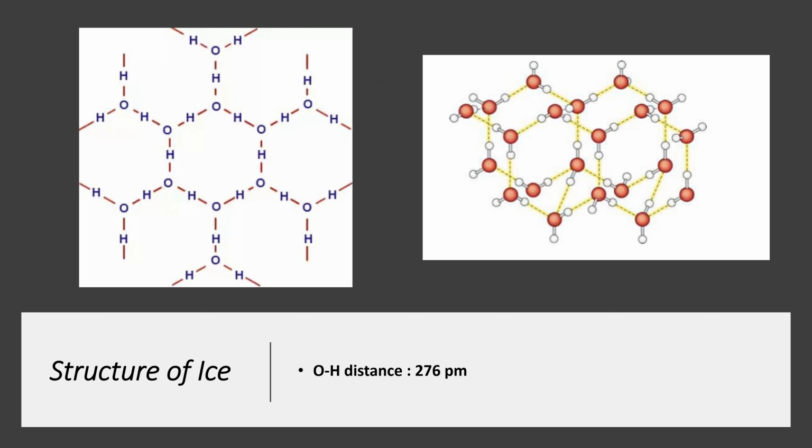The crystalline form of water is ice. At atmospheric pressure, ice crystallizes in hexagonal form. Ice is a three-dimensional hydrogen-bonded structure where oxygen is tetrahedrally surrounded by four other oxygen atoms, such that OH bond length is 276 picometer and density is lower than liquid water.